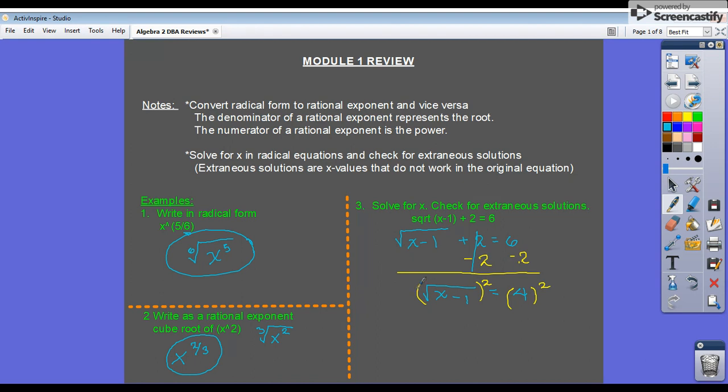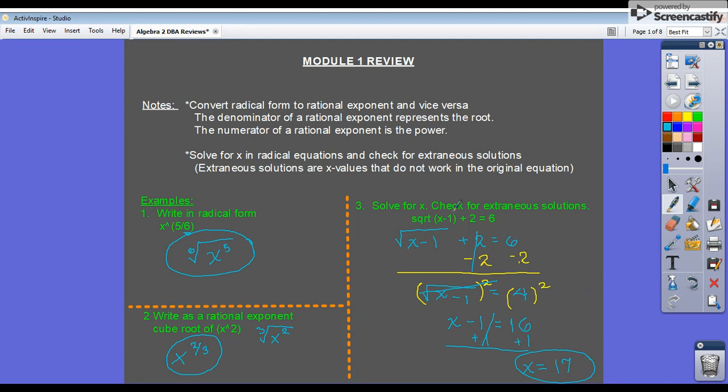So in this situation, we have the square root and the square, which get rid of each other, leaving you with x minus 1 on the left side of the equal sign equals 4 to the second power, which is 16. Last step, I'm just going to add 1 to both sides, and this will give me x equals 17. Now my instructions do say to check for extraneous solutions, so I'm going to check if 17 actually works by plugging it back into the original equation.